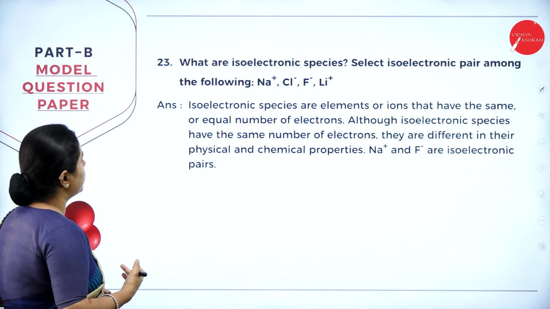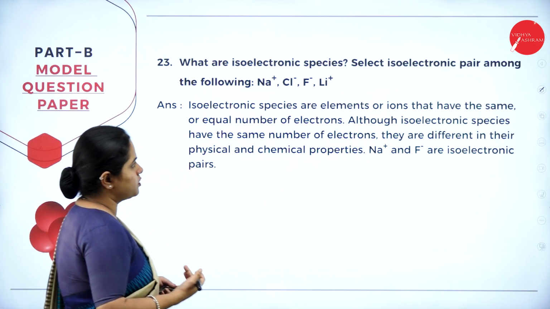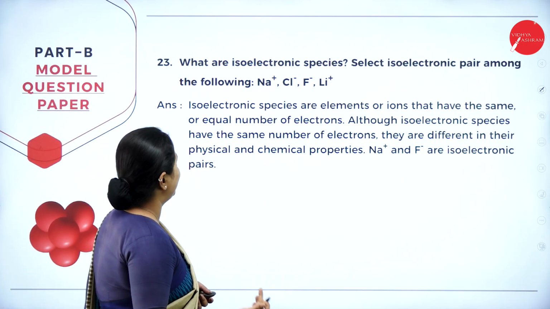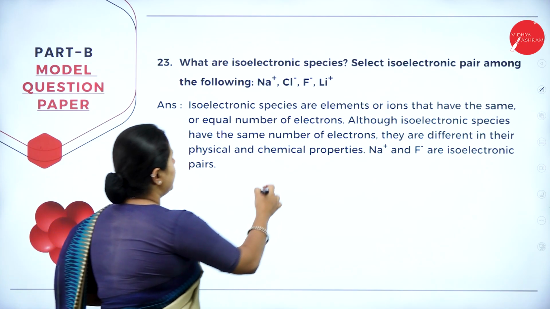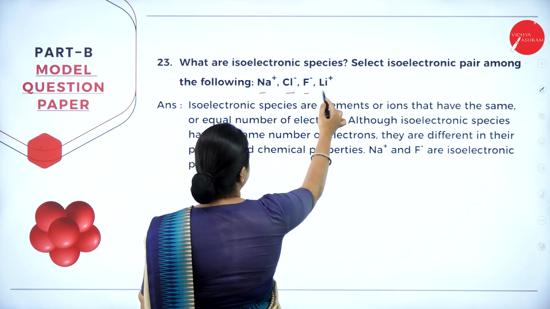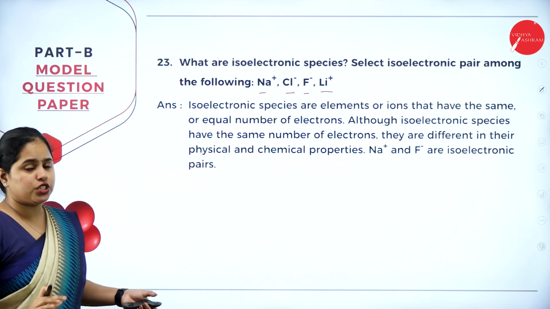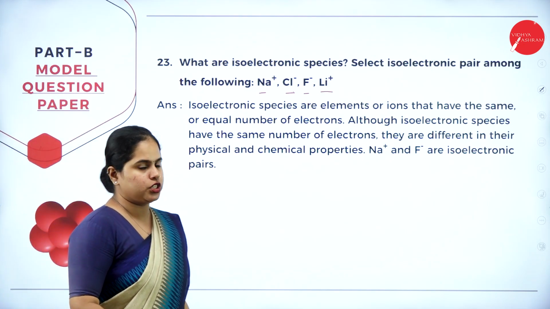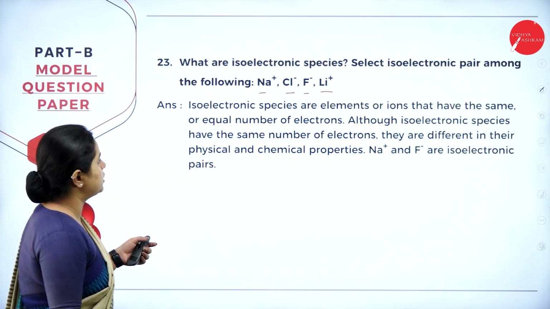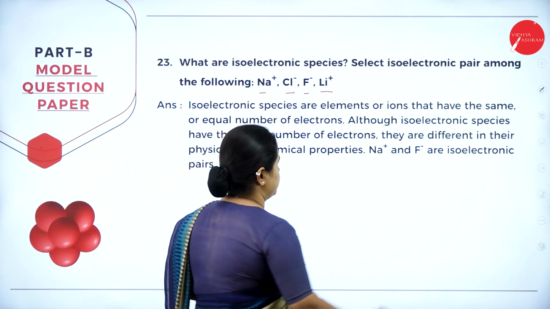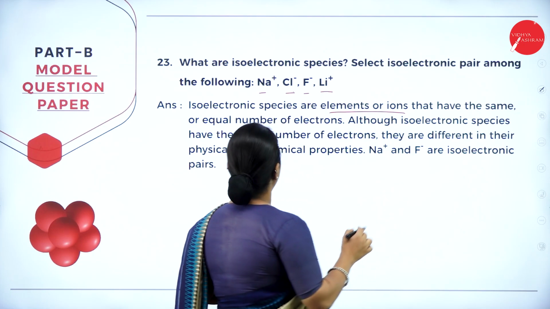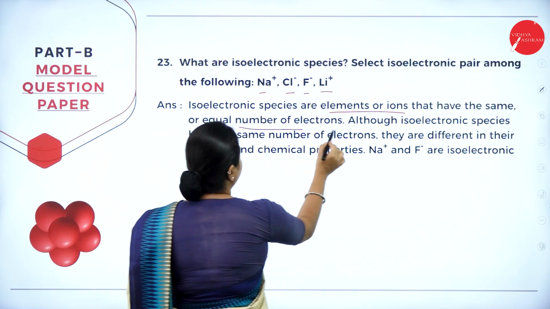Now moving on to the next question. What are isoelectronic species? Select the isoelectronic pair among the following: Na plus, Cl minus, F minus, Li plus. These are the species given to you. The first part of the question is, what are isoelectronic species? They are elements or ions that have the same number of electrons.